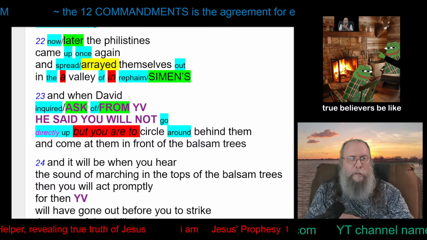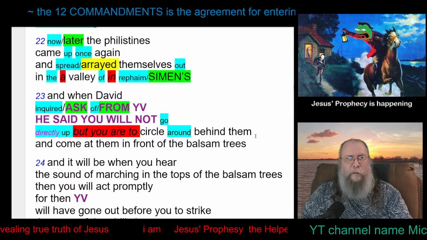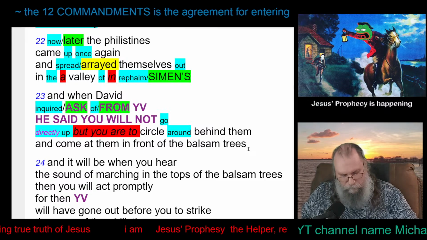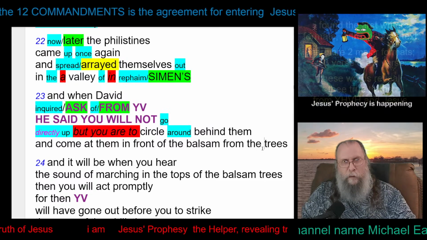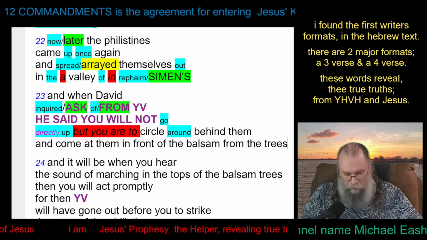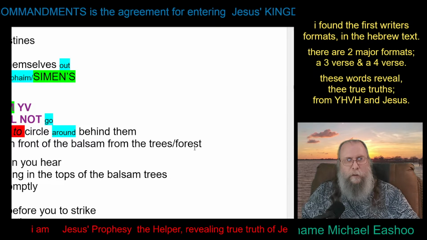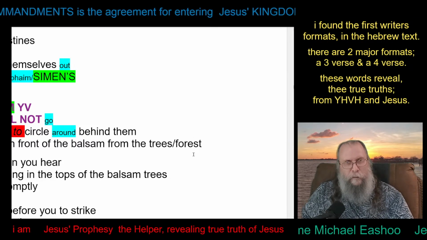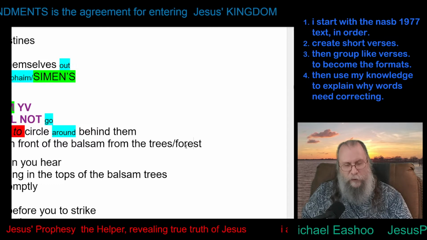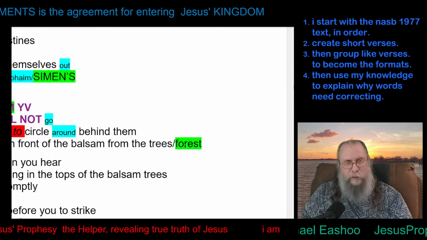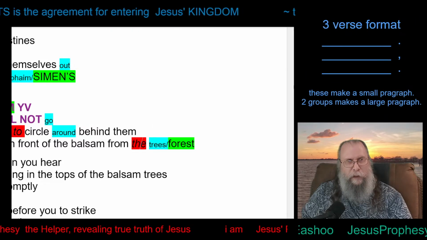And come from the trees, which would be a forest. I think the trees would be open area. They would see them, so it has to be a forest where they can hide. So that has to be true. That has to be there. I added that.